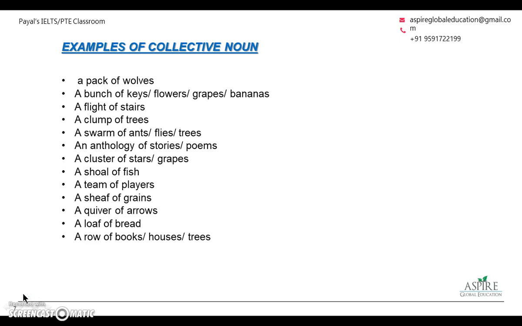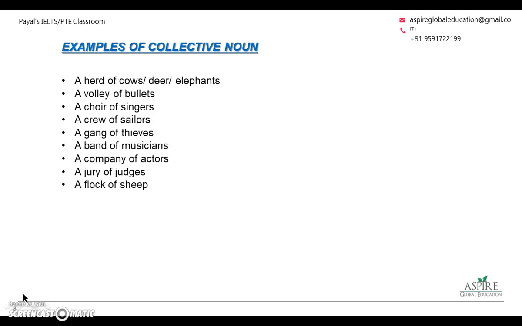a cluster of stars, a shoal of fish, an anthology of stories, a swarm of ants, a loaf of bread, a row of books. There are a few more: a herd of cows, a herd of cattle or elephants, a crew of soldiers, a band of musicians, a flock of sheep, a jury of judges. So these are all examples of collective nouns, and you have to make sure that you use them with these specific words so that your sentences are grammatically correct and make complete sense.